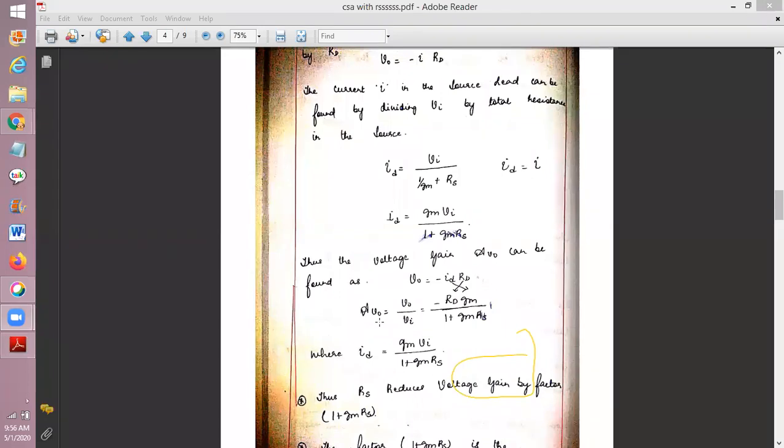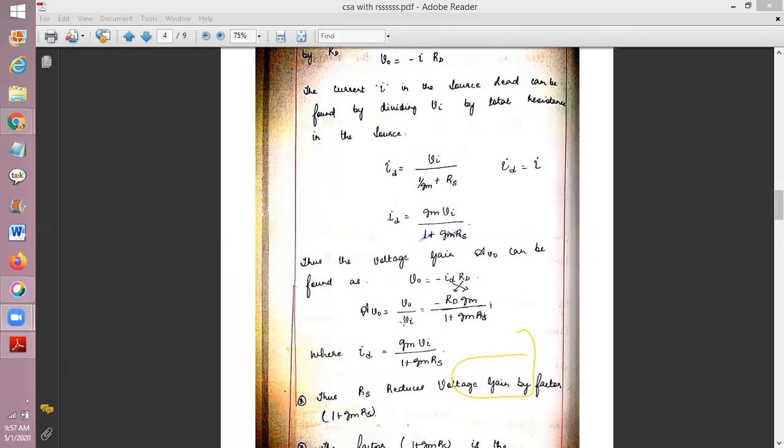Okay. AV naught is equal to V naught divided by VI. So, how do you get VI? For this ID, you substitute this. Bring this VI to the denominator. You will get this equation. You can find only RD. RL is not present. If RL is not present, we consider it as open circuit voltage gain. So open circuit voltage gain is denoted by AV naught.